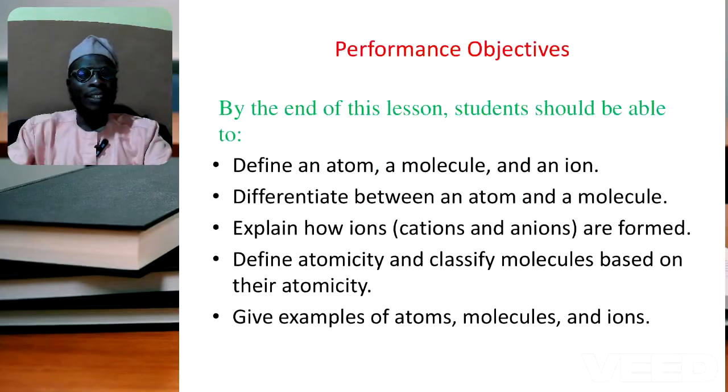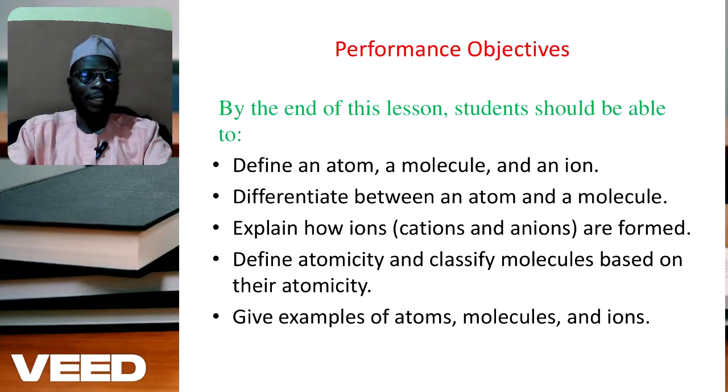By the end of this lesson, you will be able to define atom, molecule and ion. You must be able to differentiate between an atom and a molecule. You must be able to explain how ions are formed. Likewise, you must be able to define atomicity and classify molecules based on their atomicity. And you must be able to give examples of atom, molecule, and ion.